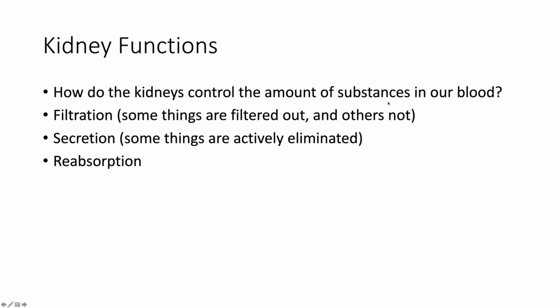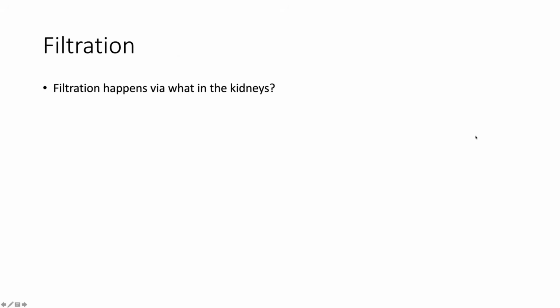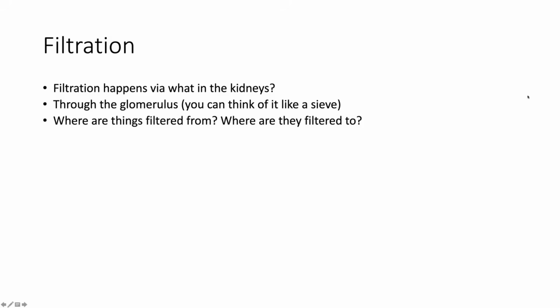Okay, but yeah, so kidneys control the amount of substances by filtration, secretion, and reabsorption. So filtration. Nathan, how do the kidneys filter? What do they filter through? Like Bowman space? Yeah, exactly. Well, it filters into Bowman space, but it's through the glomerulus, right? Your glomerulus is basically like a sieve. That's what I'm going to argue. It's a lot easier just to think about it as a sieve.